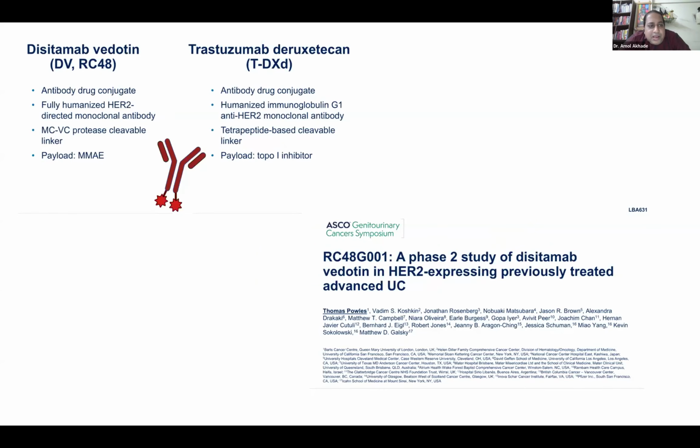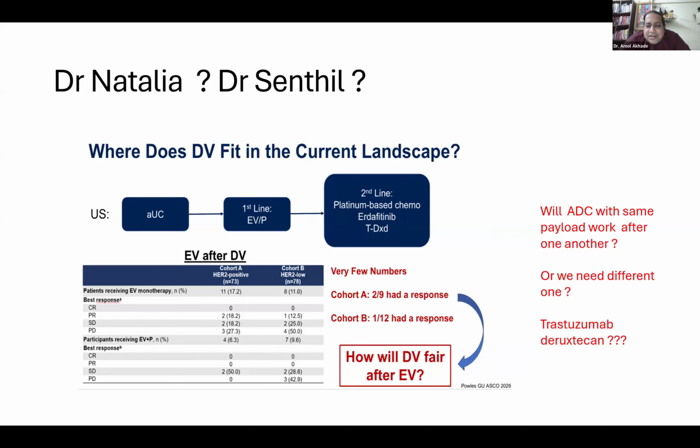I think we're running out of time. We have another beautiful data from Tom Powell about the DV study. Now, quick thoughts. Again, will ADC work after the ADC? The discussion was that probably with the same payload is not going to work. So we don't know how this data will be useful, but there are studies now, along with the EV Pembro, where there is a thought of DV Pembro also.